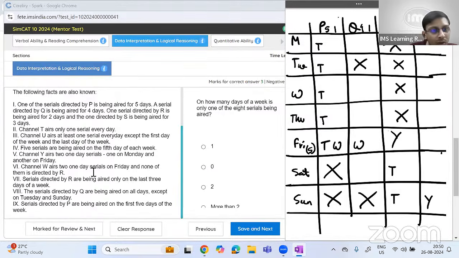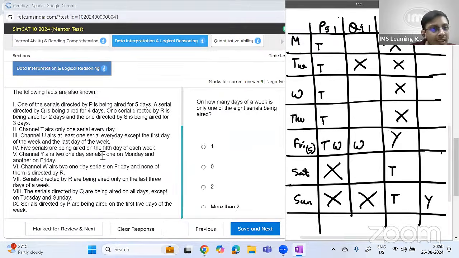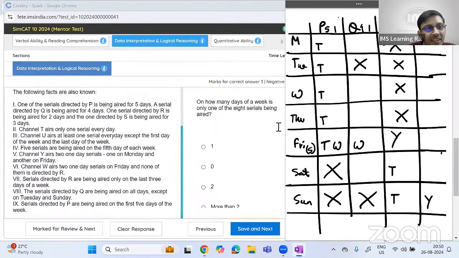Now we also need 5 serials on Friday. We have 4 of them. We need one more. P we have both, R we have used both. Then it is either between S or Q. Let's check. And we've used both of W also. So now only U is remaining. Now U is at least one serial every day except the first and last day of the week. And we need Q to have 4 and 1. I think Q1 will have to come here, and then 4 will come here.